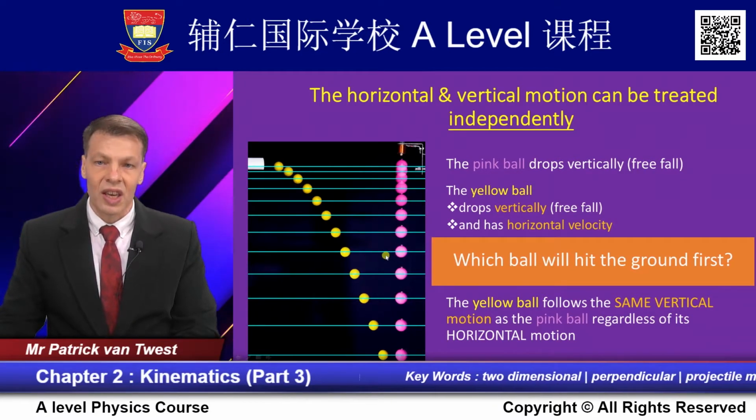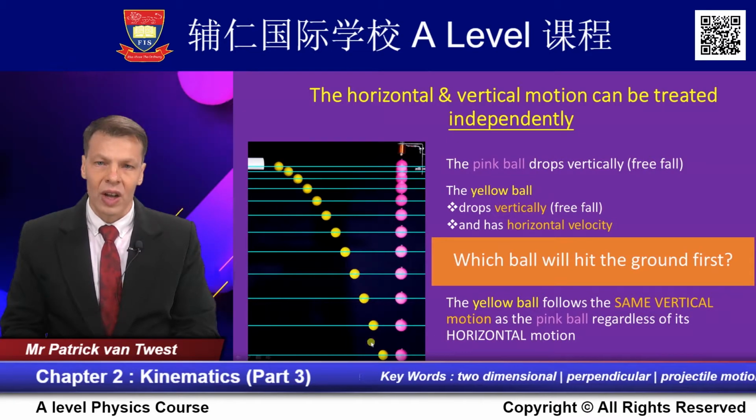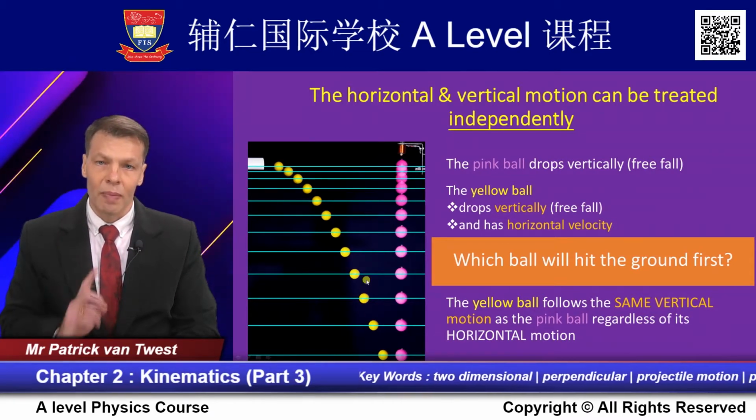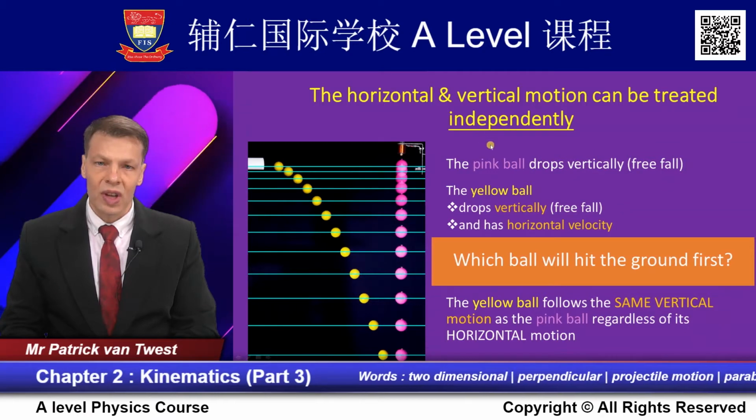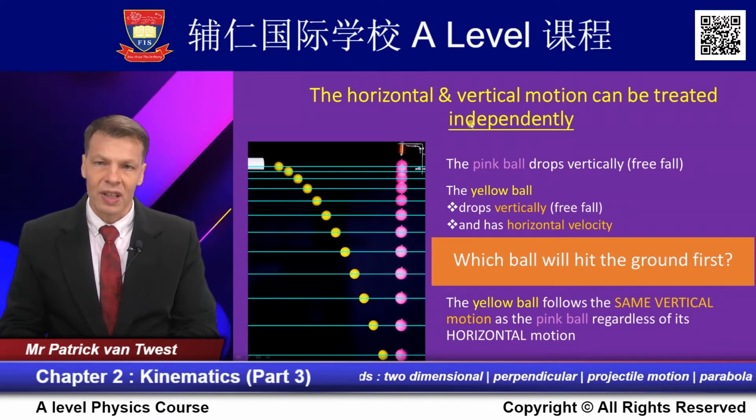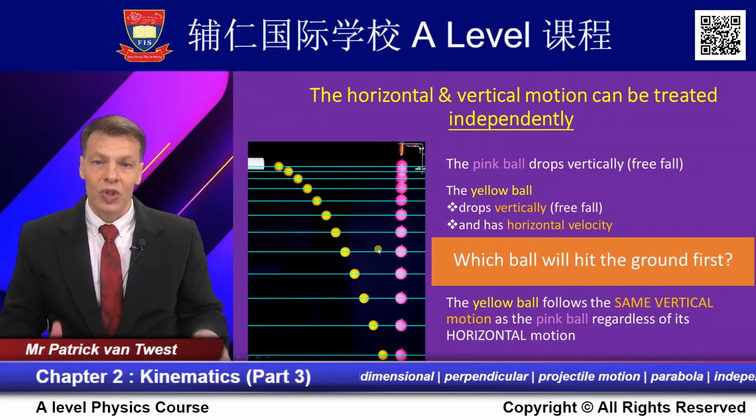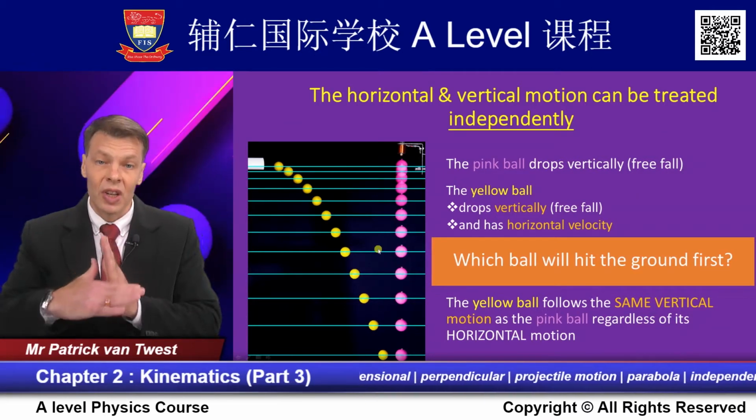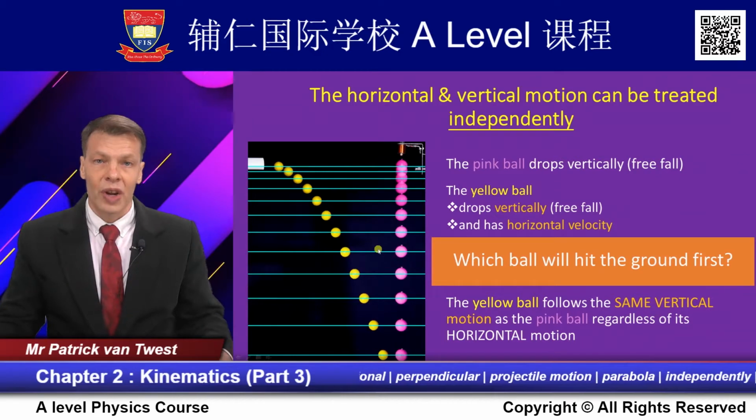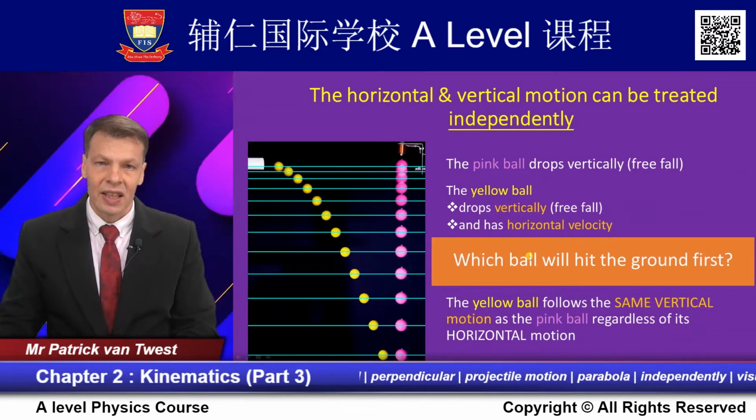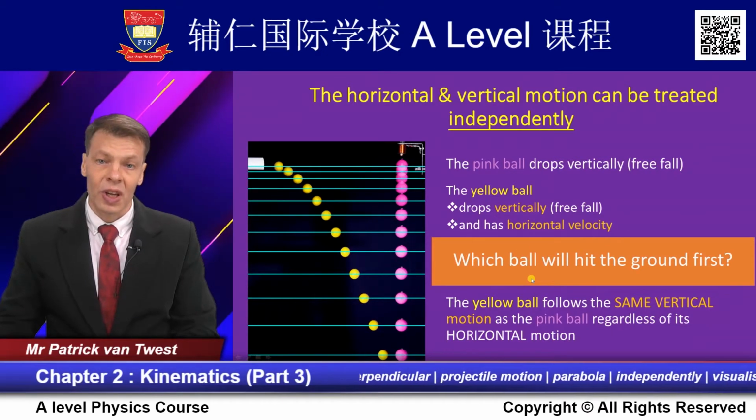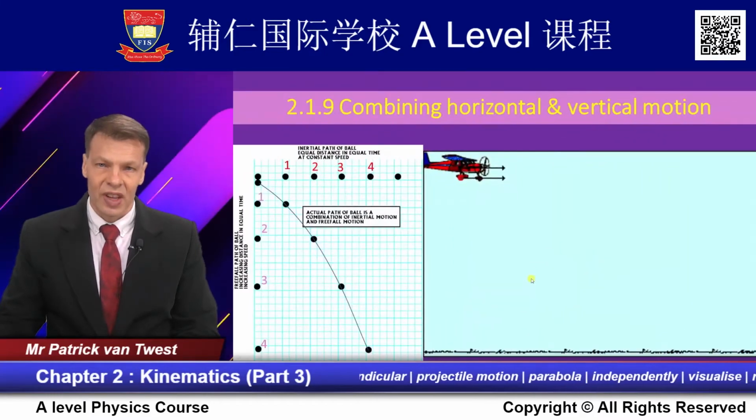Now, this is a key thing for analyzing motion in two dimensions. This means that we can separate the vertical and horizontal motion because they're 90 degrees to each other. Because of that, we can look at each one independently of the other, and then we can combine those two at the end, as we'll see now.